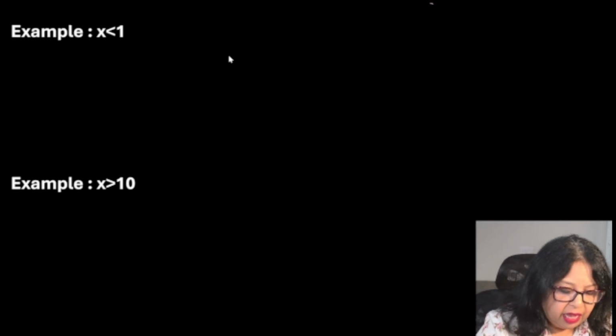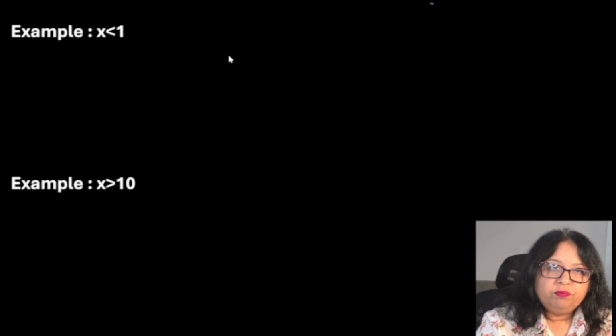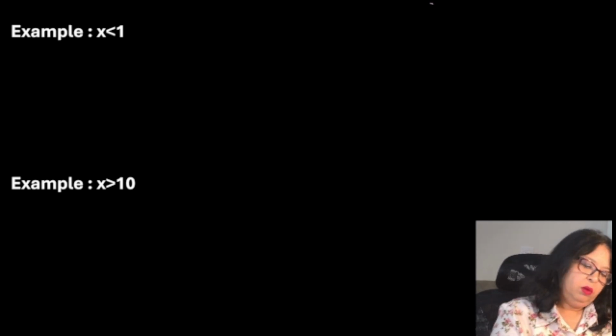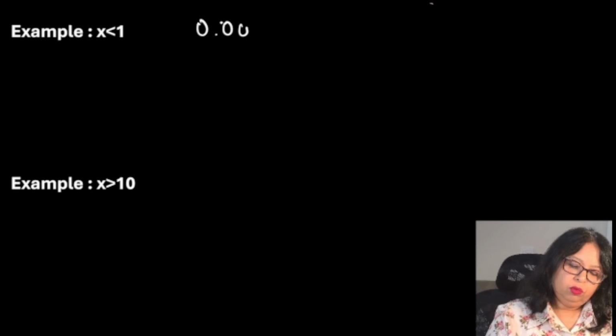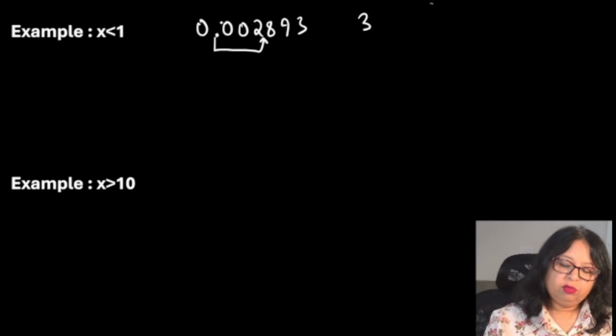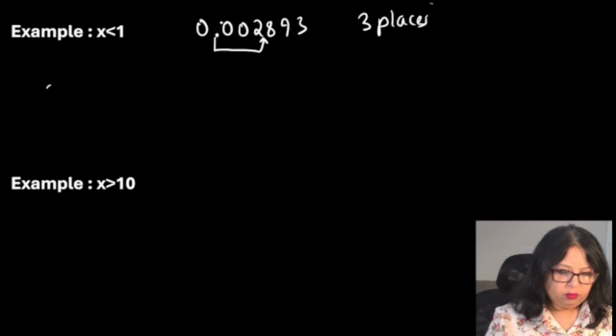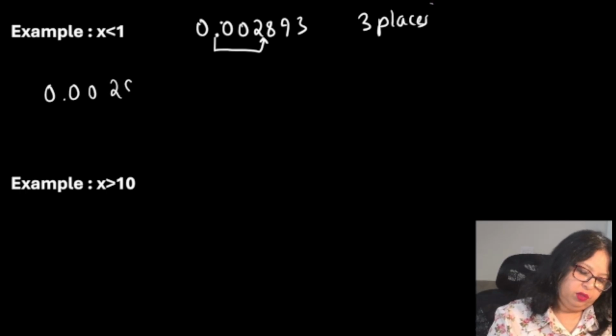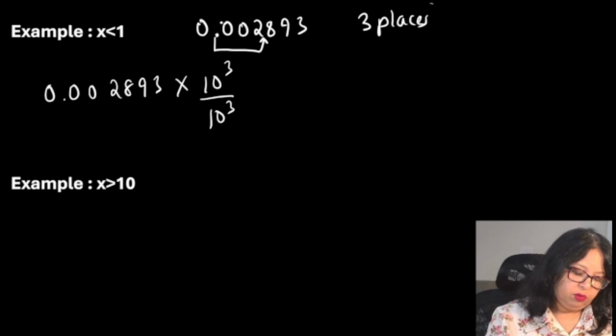Alrighty. Example of converting into scientific notation. Quick review of how to convert a number x less than 1 into scientific notation. Let this number be 0.002893. So first thing is the decimal needs to move over to the right by 3 places. I will write down the number 0.002893 multiplied by 10 to the power 3 divided by 10 to the power 3.